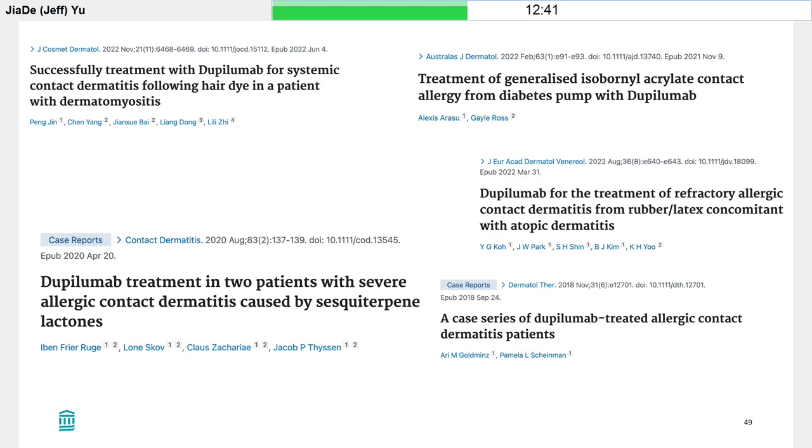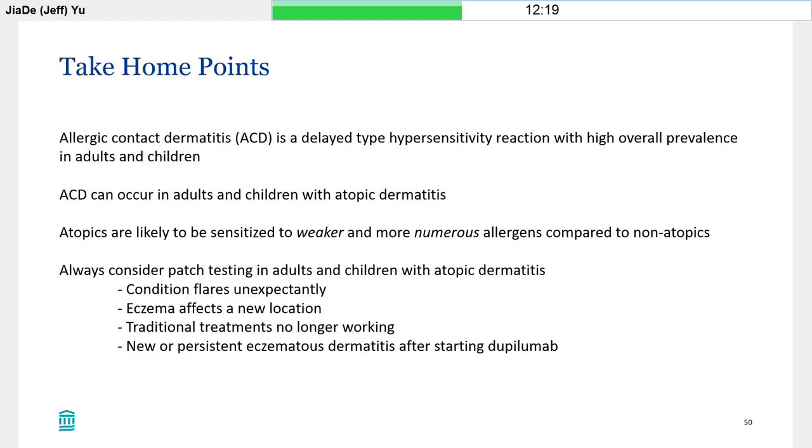So if the paradigm truly holds that Th1 and Th2 are on opposite sides of the spectrum, none of these studies should really make sense. But they do occur, and I personally have used dupilumab in patients with allergic contact dermatitis with pretty significant improvement. So I think overall, the paradigm is probably a little bit more complicated than that, and I think further study is really needed to understand how allergic contact dermatitis and AD can truly coexist from the molecular standpoint. So just some take-home points here, before I open it up for questions: allergic contact dermatitis is a delayed-type hypersensitivity reaction with a high overall prevalence rate in adults as well as children.